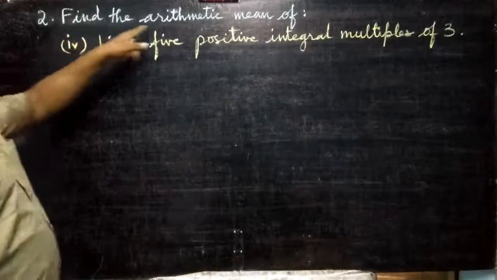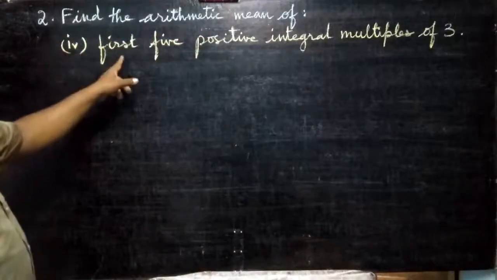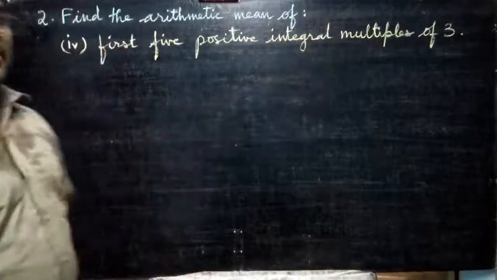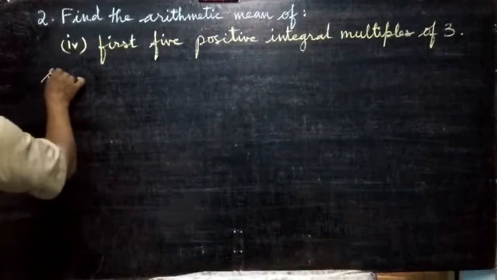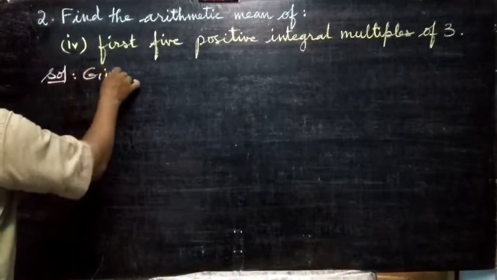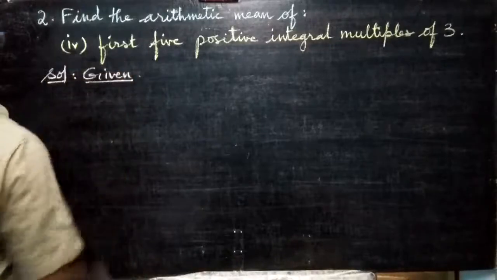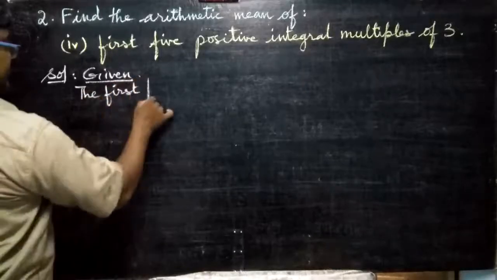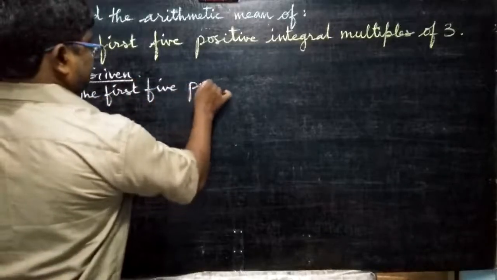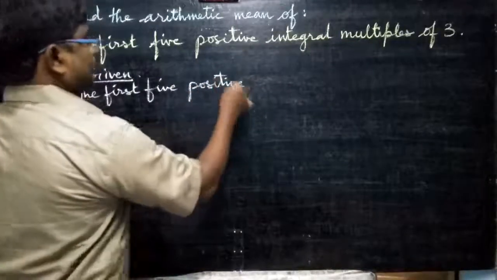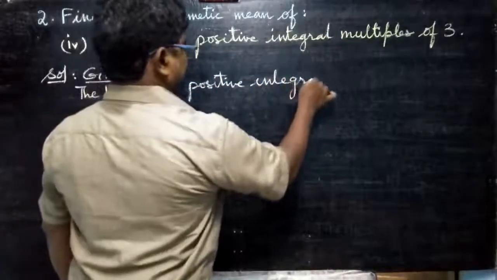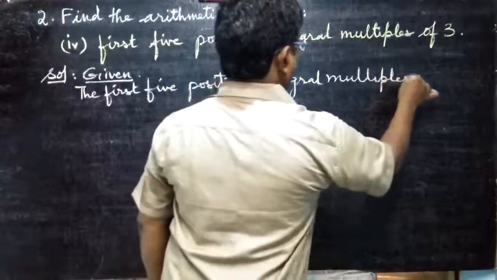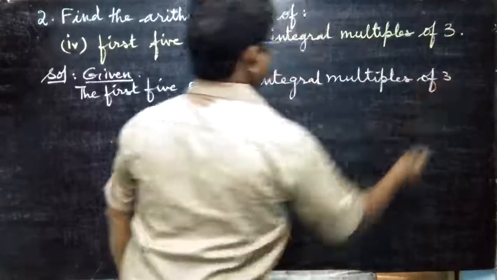Now same problem, find the arithmetic mean of the fourth bit. First 5 positive integral multiples of 3. Already everybody knows the 3 table. So you have to take positive integral multiples. Solution given. The first 5 positive integral multiples of 3. 3 table everybody knows.